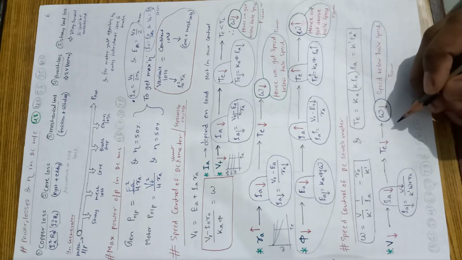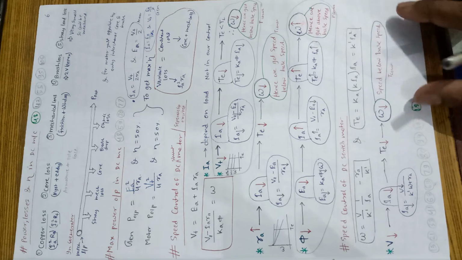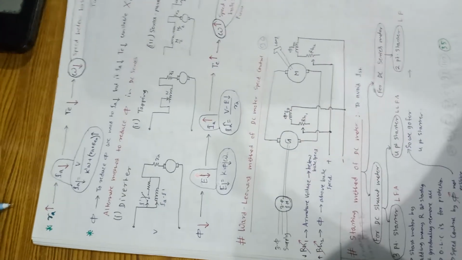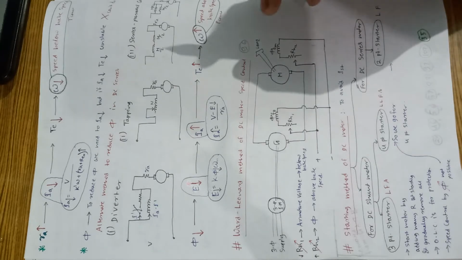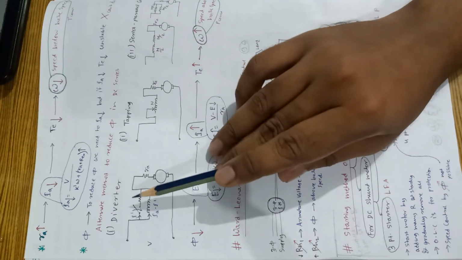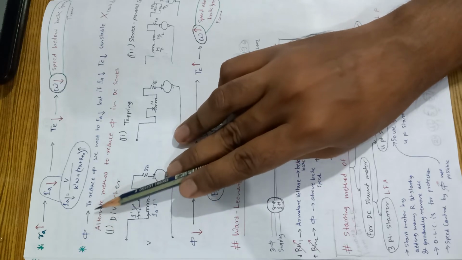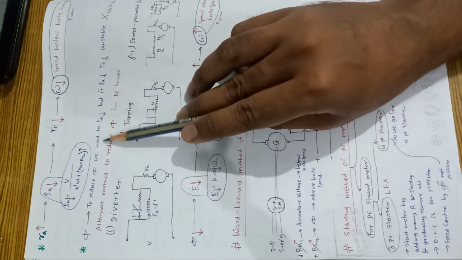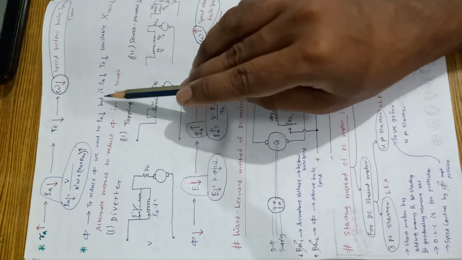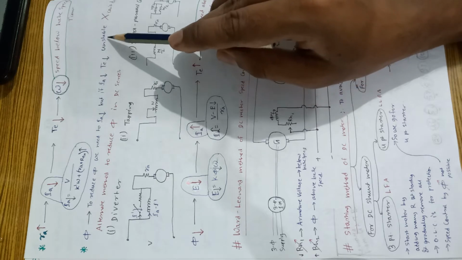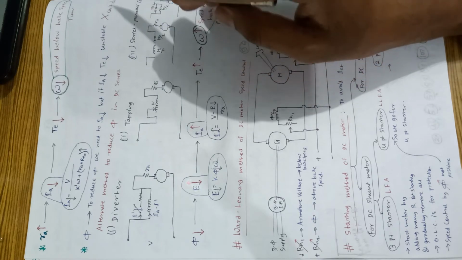If we decrease the IF, it means we are decreasing the load. To reduce the field flux of a DC series motor, we need to reduce IA. But if IA is reduced, the induced torque will reduce and it will become unstable, so we cannot do this.